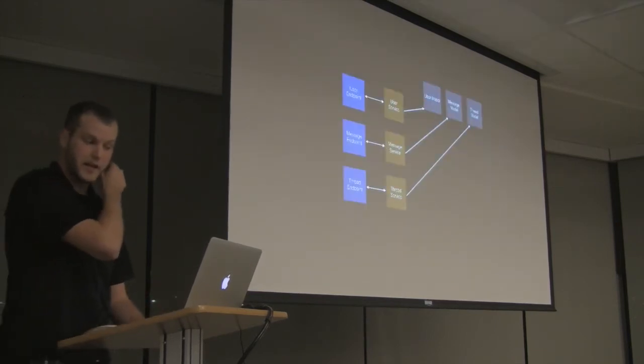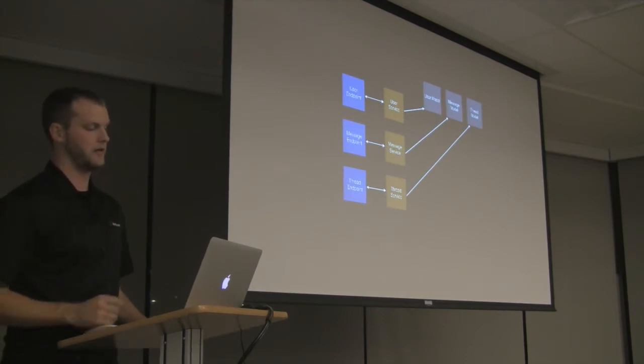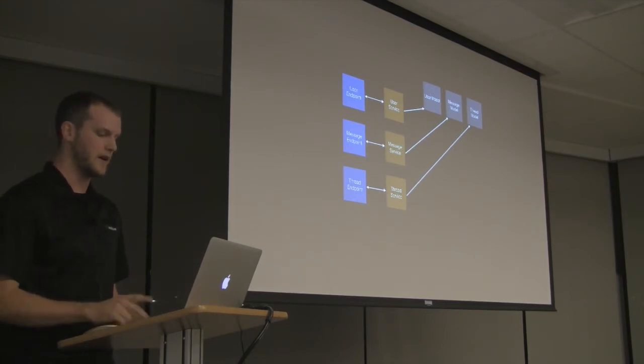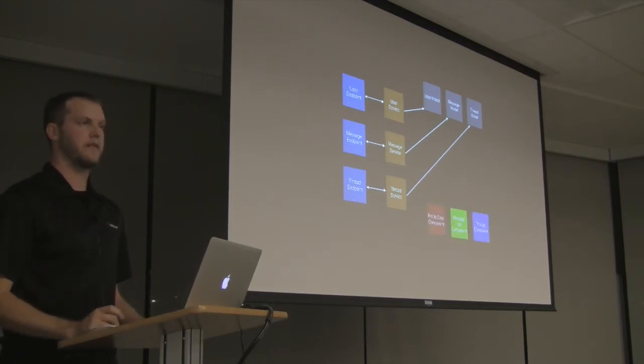As we see, as it scales up, the examples I pointed out, there are three domains. There's a user, there's a message, and there's a thread. And so we have endpoints, services, and models for all three of those. And then you see we have our components.